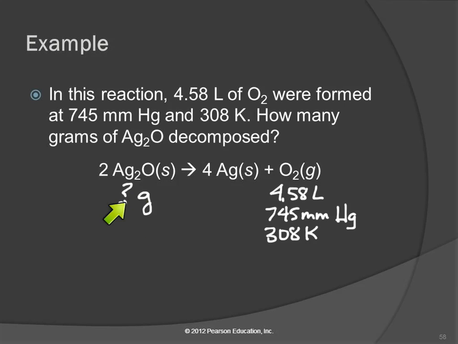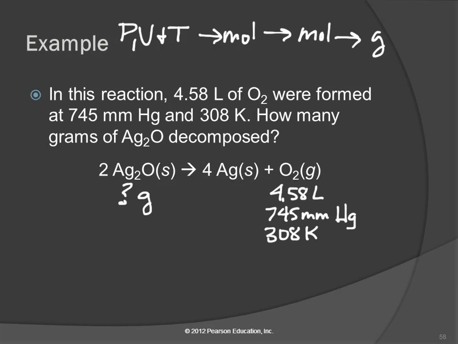This is what we're finding, and this is what we're starting with. Could we take this information, volume, pressure, and temperature, and find the number of moles of oxygen? Yeah, we could. If we get moles of oxygen, then we can get moles of silver oxide, and then from moles of silver oxide, we can go to grams. So we've got P, V, and T for the oxygen. We're going to go to moles, and then to moles of silver oxide, and then to grams of silver oxide.